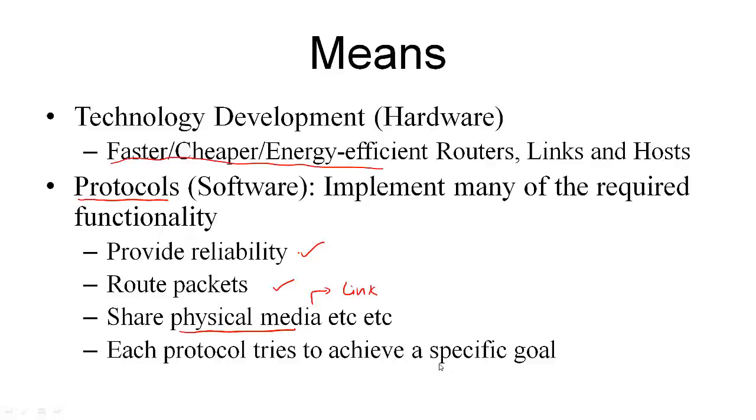Now, each of these protocols has a very specific goal. For example, when you're designing routing protocols, one of the goals could be to minimize overhead. What do I mean by this? Basically, send the minimum number of messages such that you determine the paths that the packets have to take to go from a source to a destination. Now, if each protocol achieves its specific goal, this in turn helps to achieve the overarching goal, that of efficient, robust, and scalable communication.